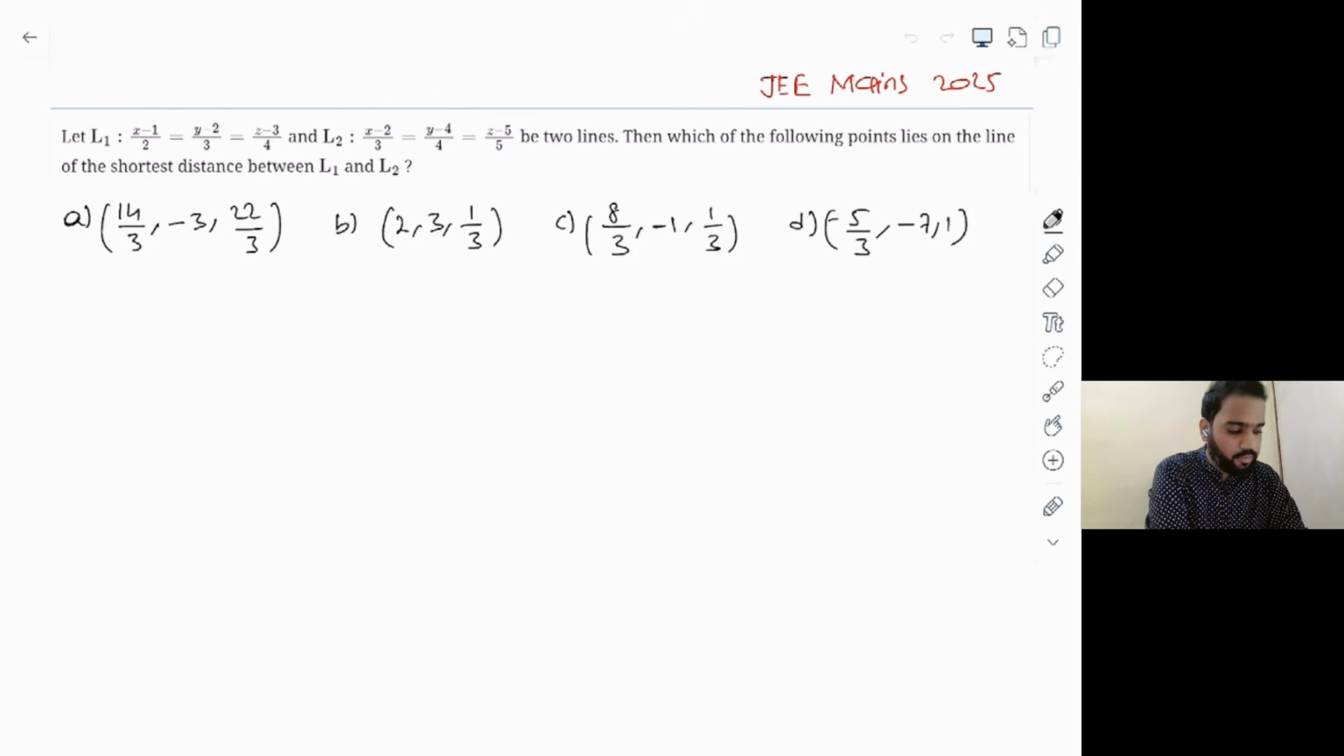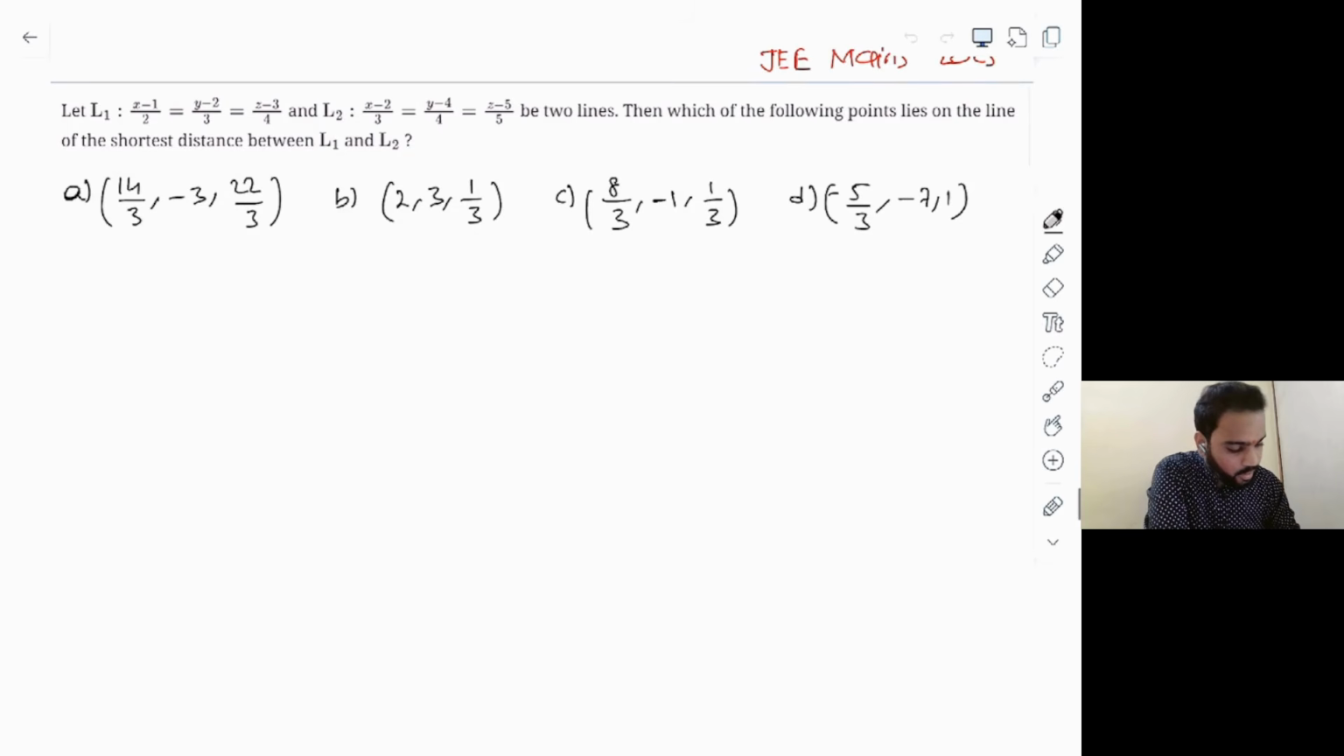This was a question from JEE Mains 2025. Let's say the question: let L1, L2 be two lines, then which of the following points lies on the line of shortest distance between L1 and L2? Now, this is a bit lengthy question, because when the question asks for the shortest distance between two lines, there is a direct formula and you can do it without any problem. But here, you have to find out the line of shortest distance. So we have some standard methods for this one. Let's try to see the method.